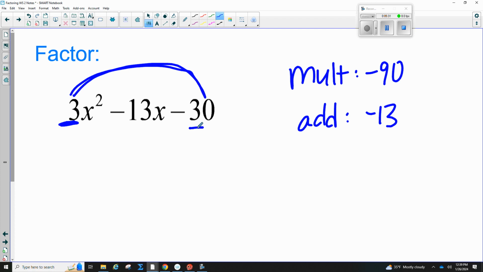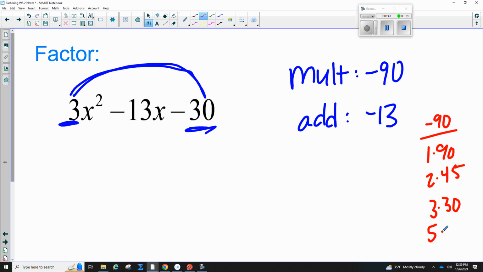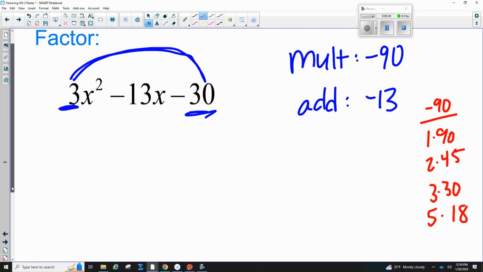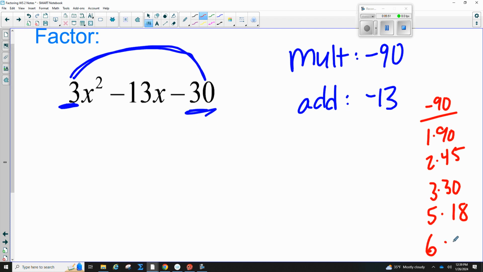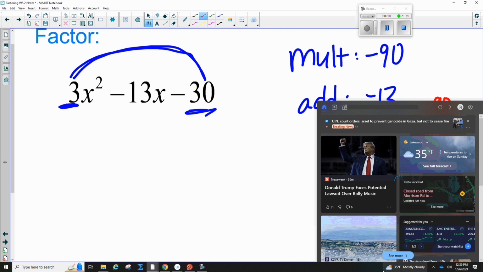All right, so you're like, what multiplies to negative 90? So you're like 1 times 90, 2 times 45, 3 times 30. Does 4 go in? I don't think so. 5 times what? Ooh, 5 times 18. Ooh, 6 goes in. You could probably keep going, I don't know, but we found it, right? Oh, I think we found it.